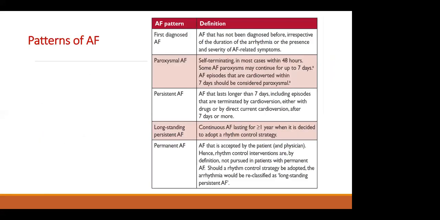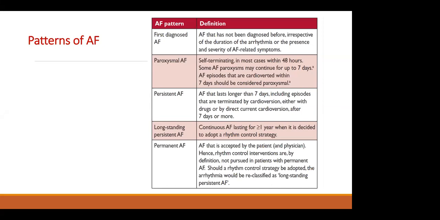Firstly, very important definitions that you should know, which are mainly related to the duration of AF. First diagnosed AF is just AF that has not been diagnosed before. It's the first attack diagnosed for the patient with atrial fibrillation. If this attack of AF is terminated within the first week, either self-terminated or by cardioversion, it's called paroxysmal AF. In most cases, actually, it's terminated within 48 hours. But it can last up to 7 days and still be called paroxysmal AF.